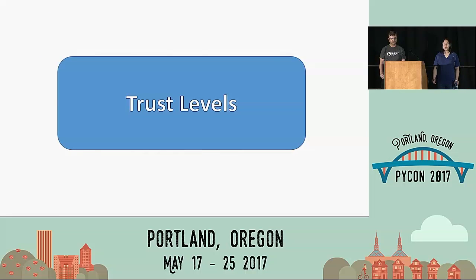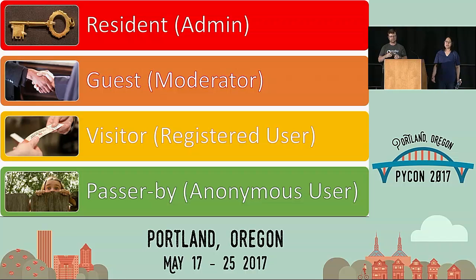Next, we want to enumerate all the intended trust levels of our application and of our house. So for our house, the most trusted and highest privilege level is residents, us. We have the keys, we can change the locks, we can change the security codes. This corresponds to the Django admins for our application. They can create users, they can remove and add features, delete databases.